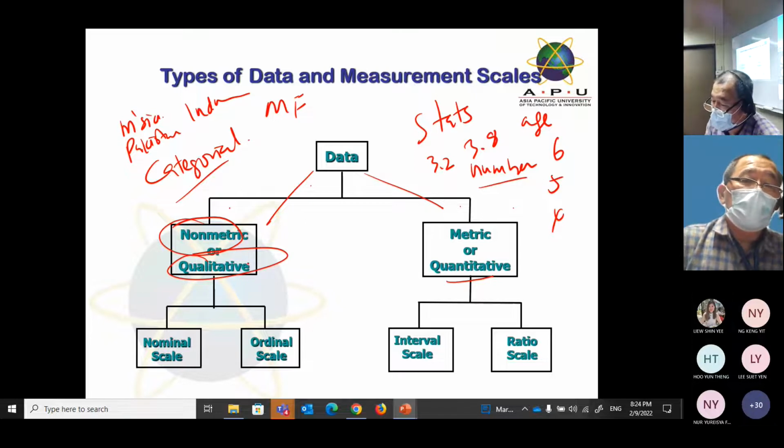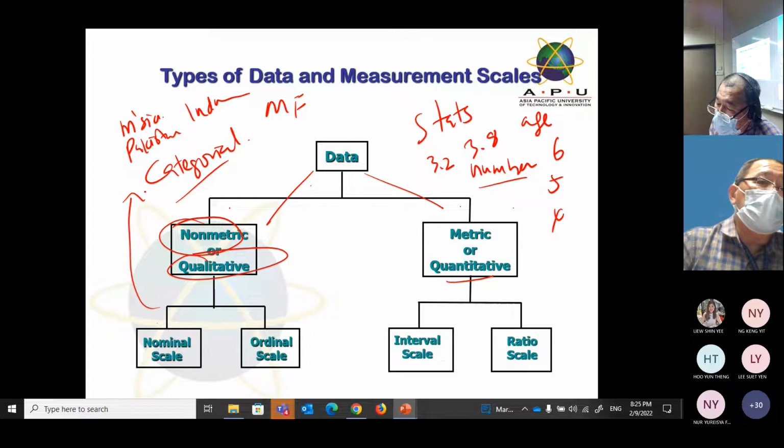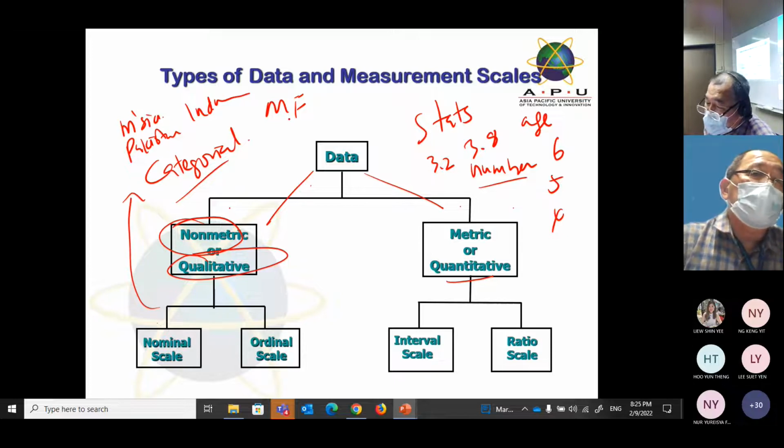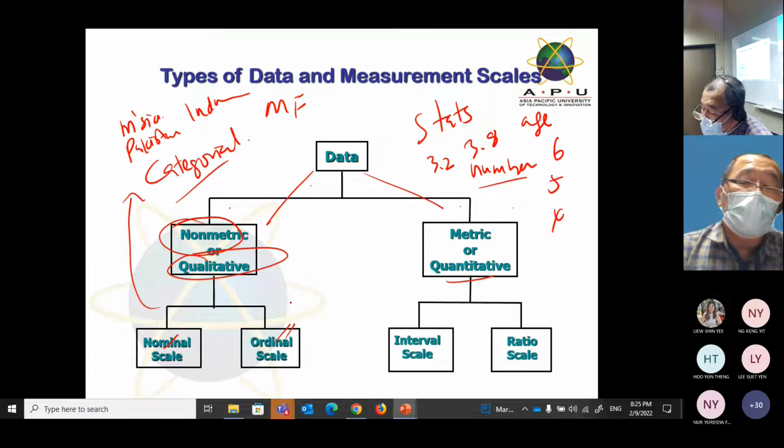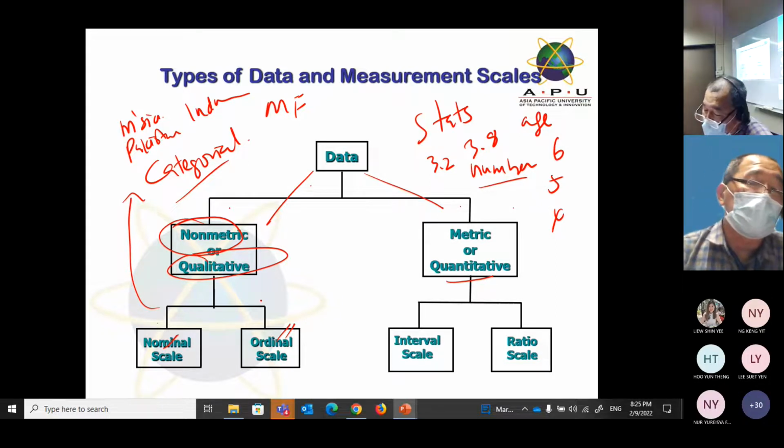So we see non-metric has two types: nominal and also ordinal. Nominal, actually the examples just now are all nominal. Gender and also which country you are from, all nominal. Ordinal, it's okay, I can still discuss it, no problem. Because the difference is not too important for us. It's okay, we can discuss it also.